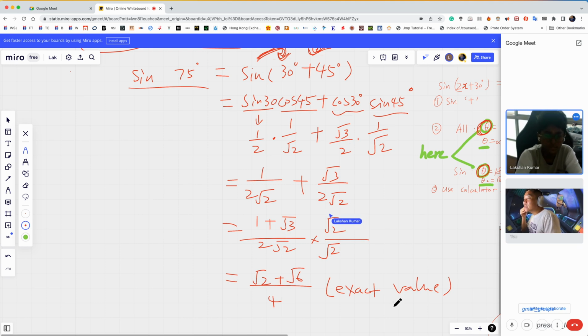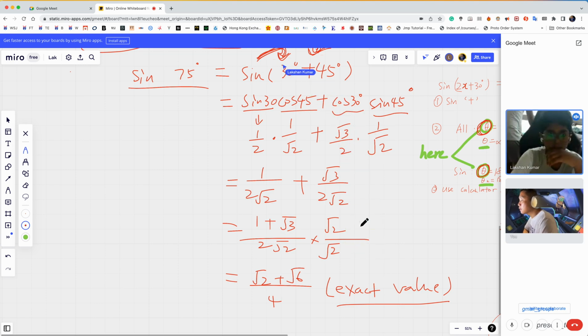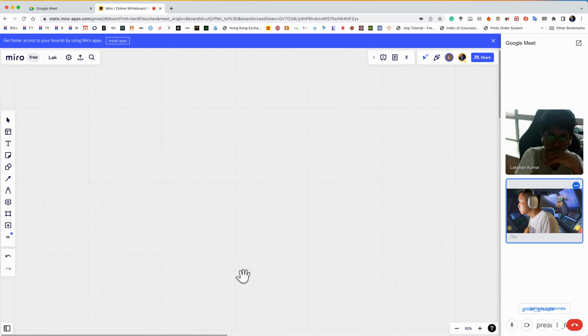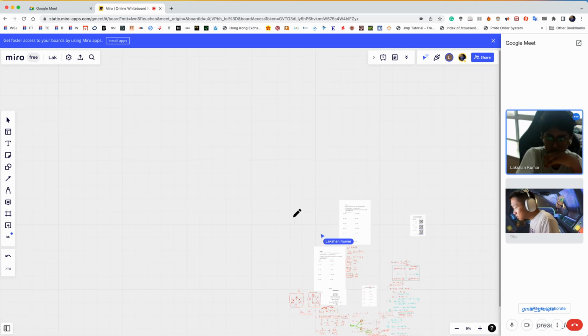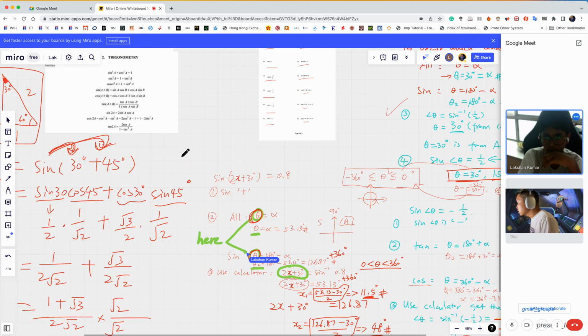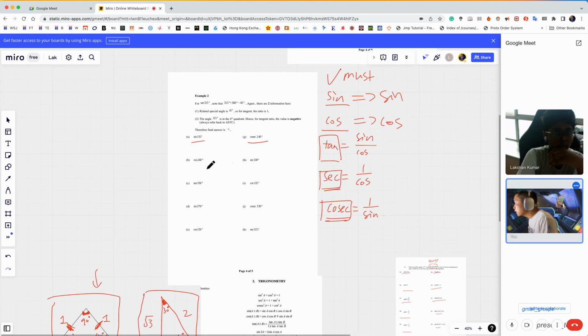Okay? So usually next time, if the question asks you for the exact value, you think of special angles. Oh, so they will specify exact value. Yeah, or without using a calculator. Okay? So if you look at this, where's the picture? Sorry, let me zoom in. Where's the special angle one? Here. Can you see this one? Sine 135?